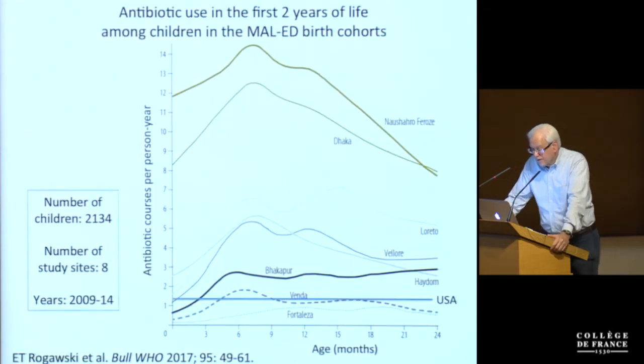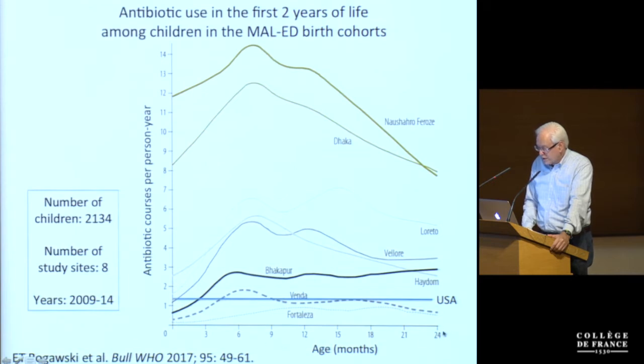Now, recently, the Gates Foundation has sponsored a study of 8 birth cohorts in developing countries, the MAL-ED birth cohorts. And this slide looks at antibiotic use in the first 2 years of life. So on the x-axis is age in childhood. That's the first 24 months of life. The y-axis is antibiotic courses per person year. Here are 8 communities. And I just happened to draw in the line for the US. This is what it would look like for US children. And in 6 of the 8 communities, the antibiotic use is higher in these developing countries, or a lot higher. And in fact, in these communities in Bangladesh and Pakistan, the use averages out to about 10 courses per year for these children. This is extraordinary, the amount of antibiotic use.